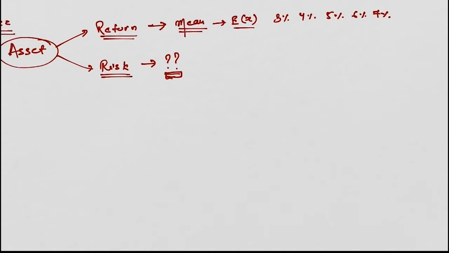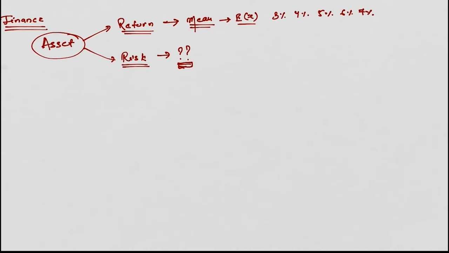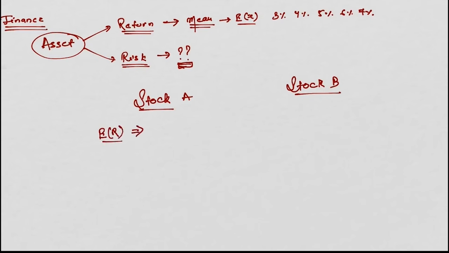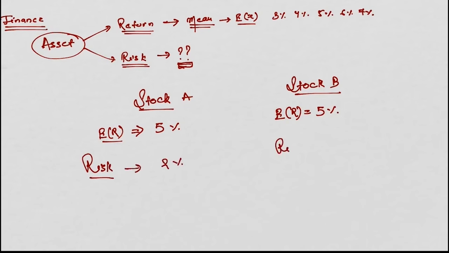But any Tom, Dick and Harry will understand that if you have to compare between two stocks, stock A and stock B, and you know the expected return of stock A, the return that you will get is 5%, and stock B's expected return is also 5%, and I say the risk in stock A is 2% and the risk in stock B is 10%. Both have almost the same return, this one has more risk, so why would anyone invest in stock B? Nobody will, right? So everyone will invest in stock A.